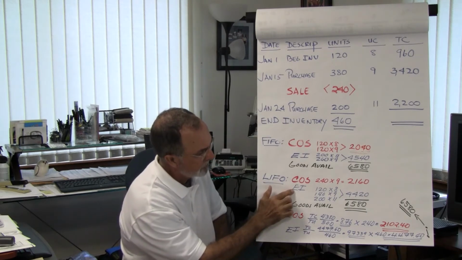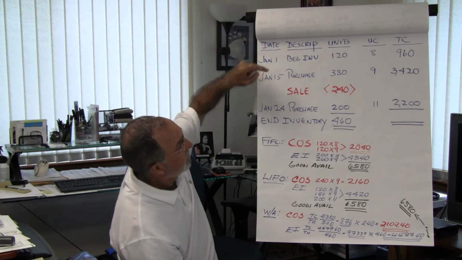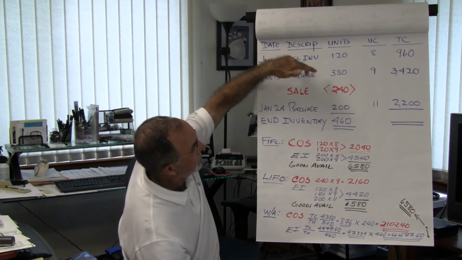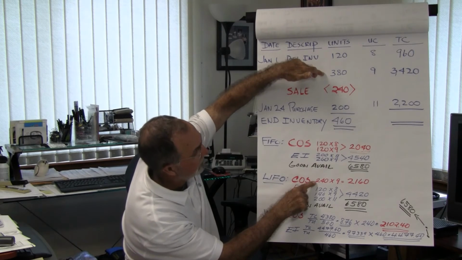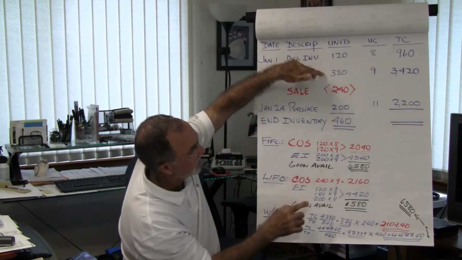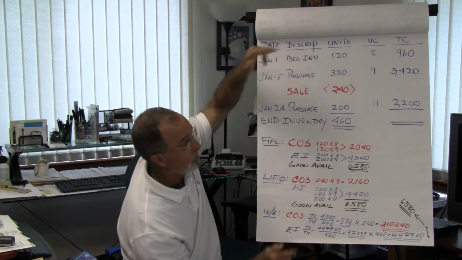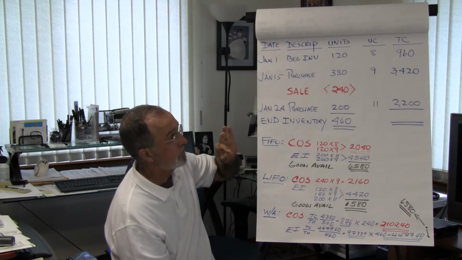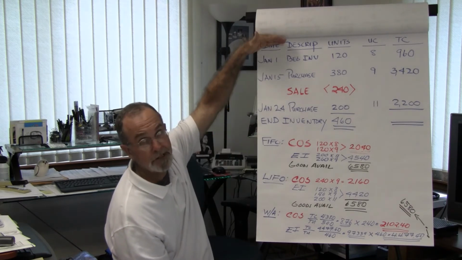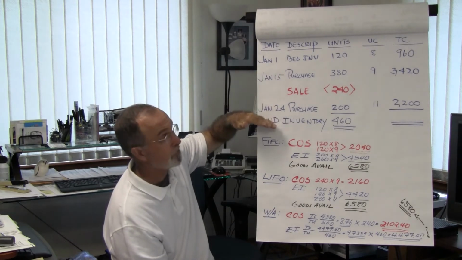Then we also need to calculate our ending inventory. Now, we have sold 240 of these units. So what's left at the end of the month? Well, our last in, first out assumption says that our ending inventory is our earliest inventory working its way forward.